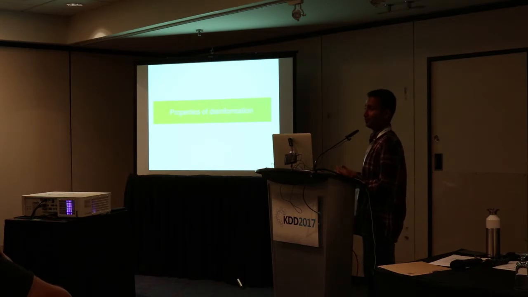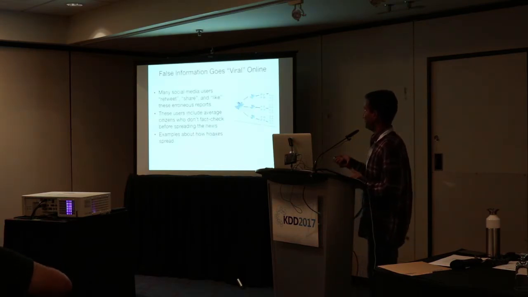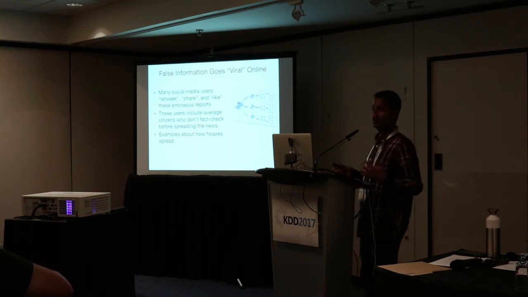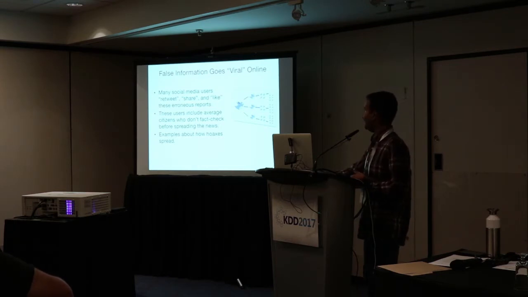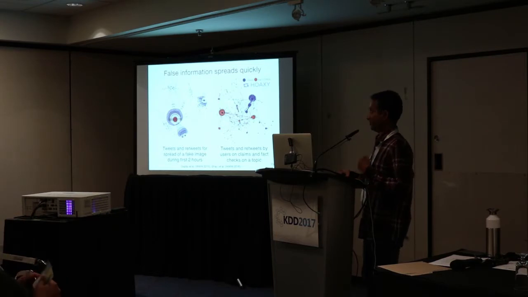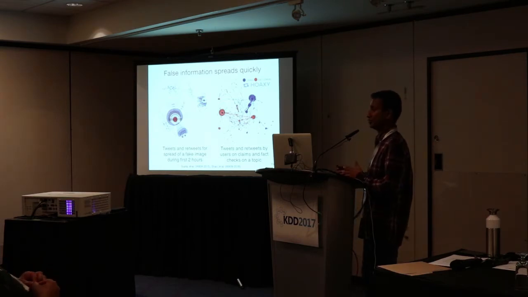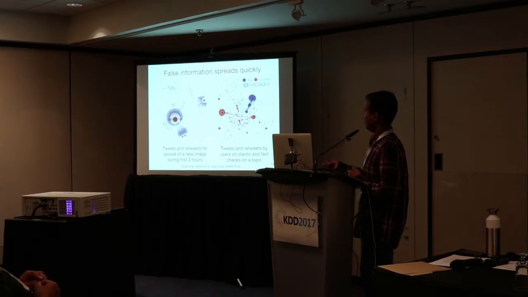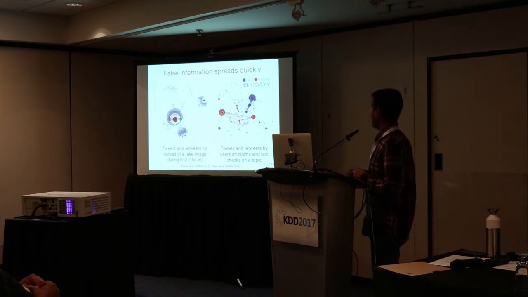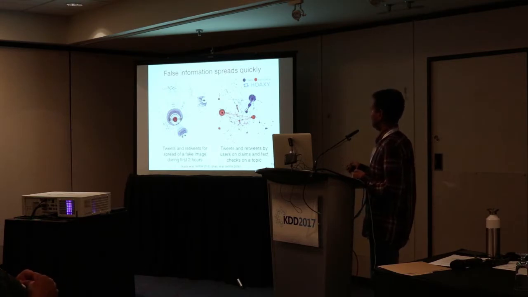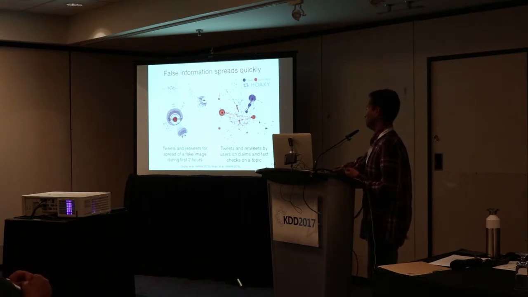Looking at the properties of misinformation and disinformation, what we see is that because people trust news coming from their friends and do not actually check it, false information goes viral very quickly. The average user does not check it. If we look at a couple of case studies, one from a 2013 paper looks at how images were retweeted and tweeted during the first 2 hours. This is the retweet cascade of that particular image. And this is from another study from 2016 at WWW. And what you see here is that, again, you get a lot of cascades based on false information.